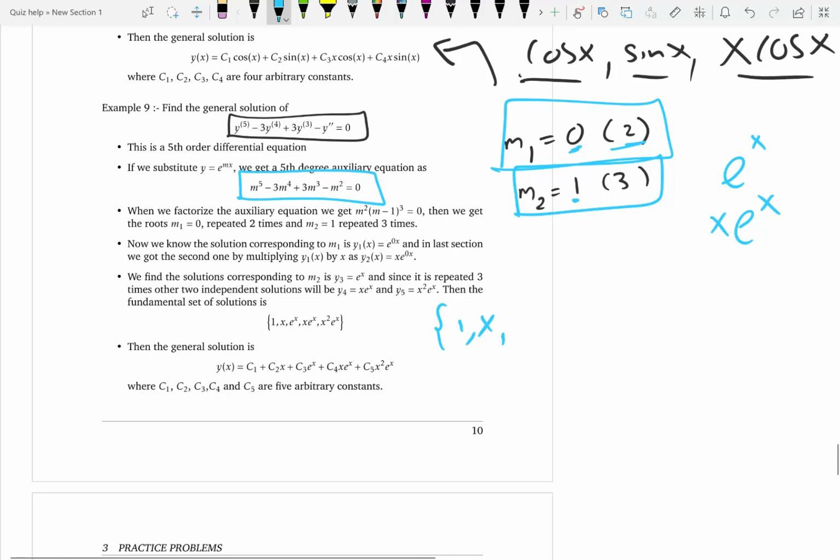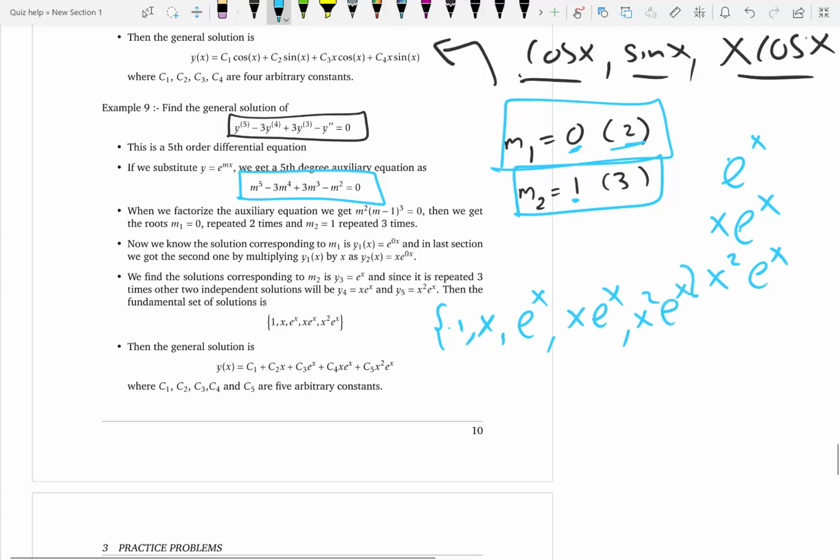You need another one because this is 5th degree. You only have 1, 2, 3, 4 now. The other one is x square e to the x. So you keep on multiplying by x within a root, if a specific root is repeated. Okay, so you don't multiply every root solution by x. You just do that for the root that is repeated and its solutions. So the solution set will be e to the x, x e to the x, x square e to the x.